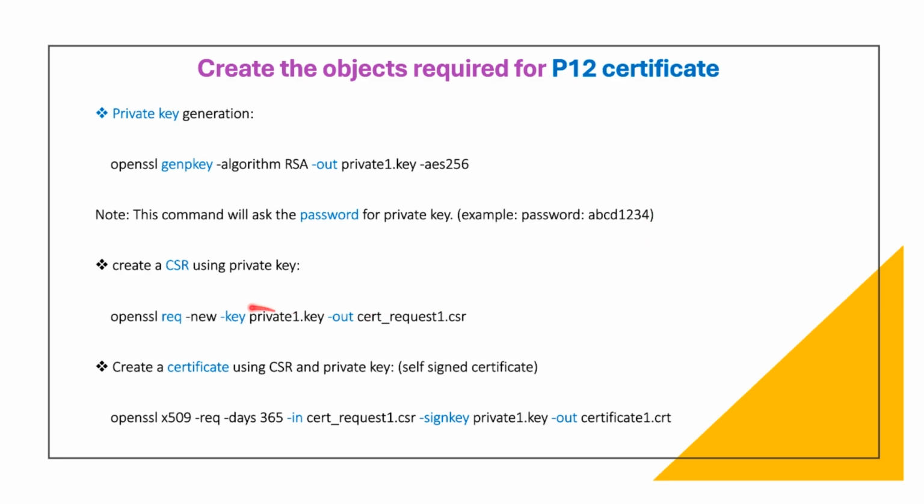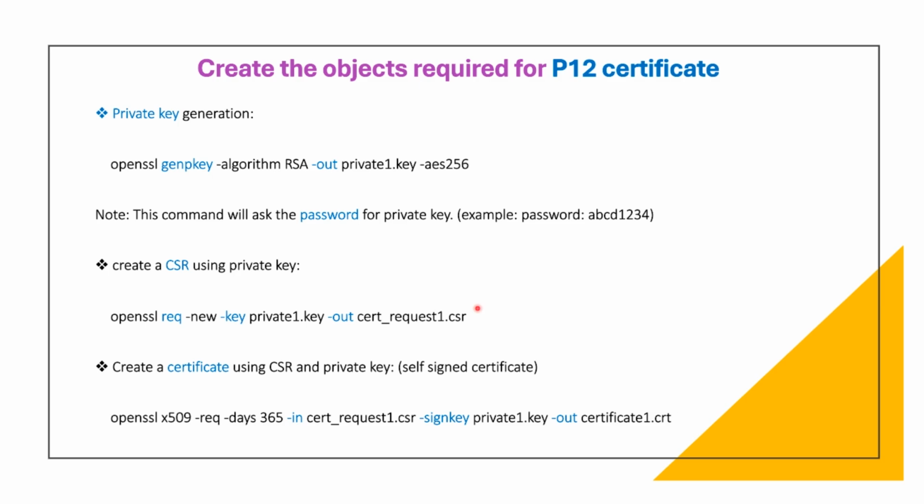Now let's create the CSR using the private key. Here is the command: openssl req -new -key, provide the key generated in the previous step, -out. It will create the certificate signing request. This is the name of the certificate signing request.